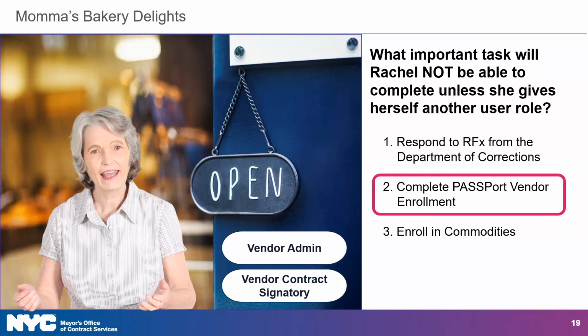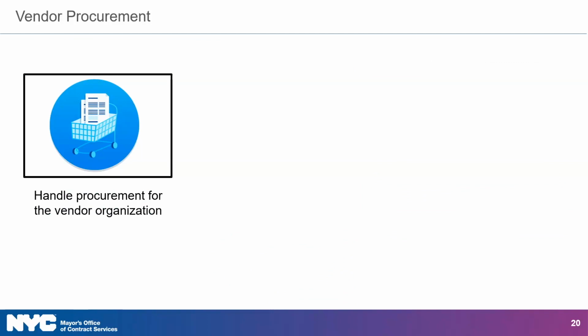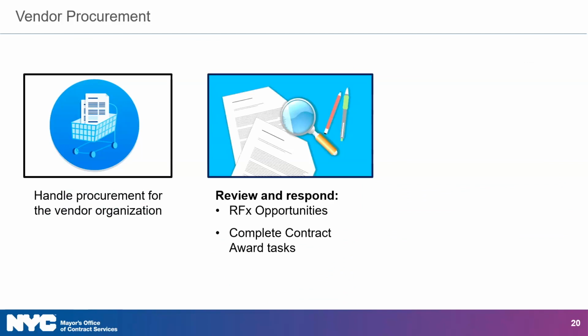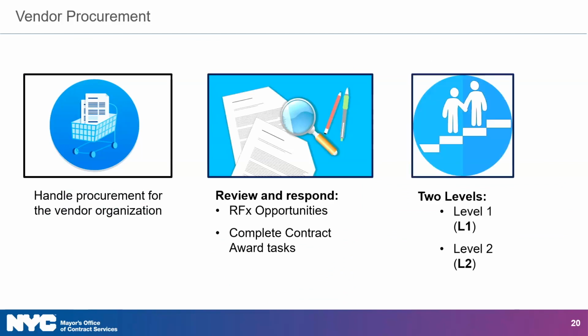Next, we will review other user roles that may be helpful to assign to your contacts, depending on the circumstances. The vendor procurement roles are specialized positions that handle the procurement process for the vendor organization. Their work usually involves the response to opportunities and completing contract award tasks. There are 2 levels to the vendor procurement roles, and Level 2, L2, has more privileges and responsibilities.